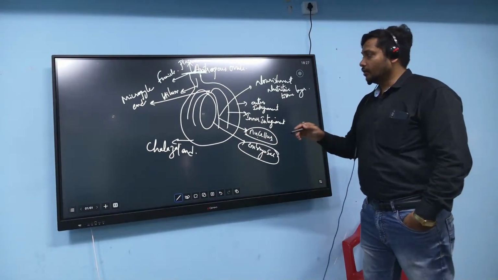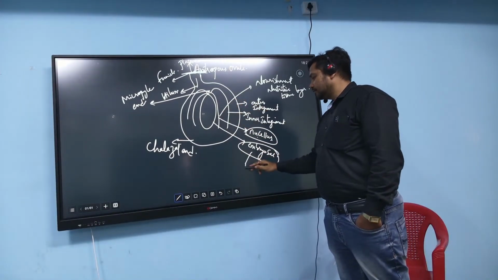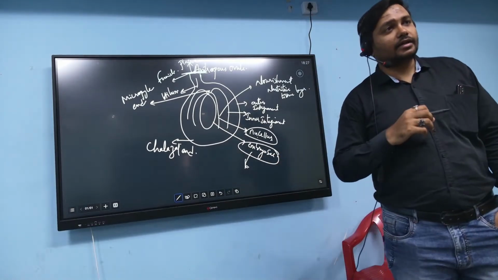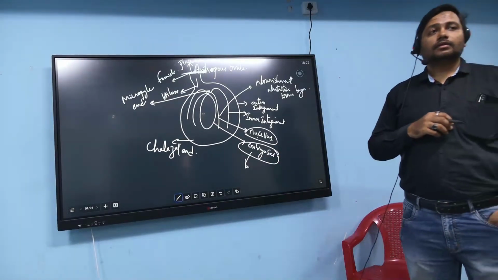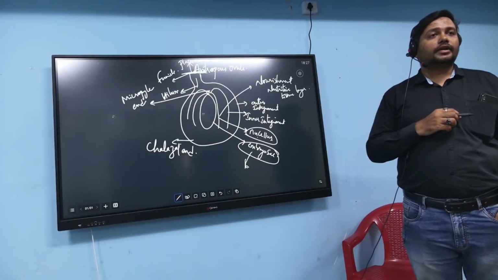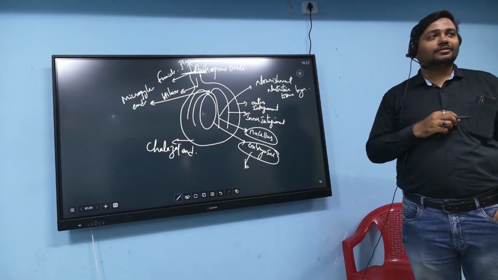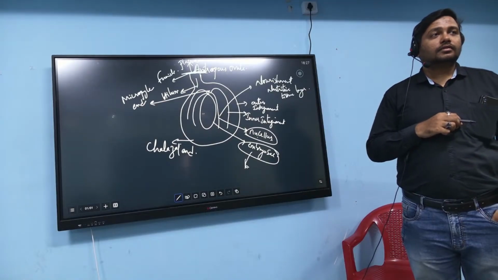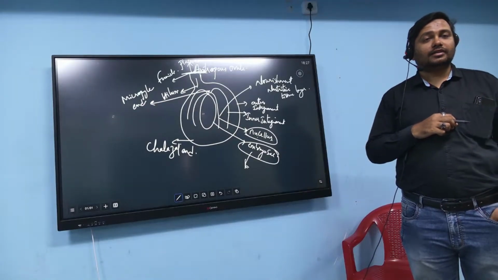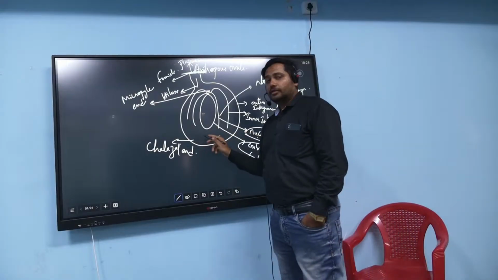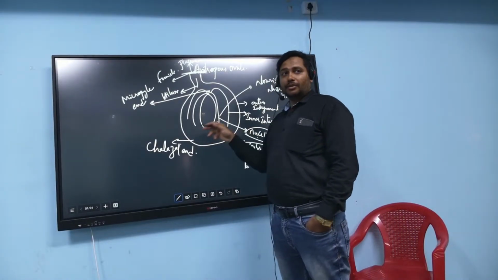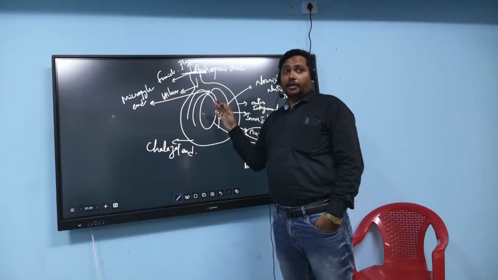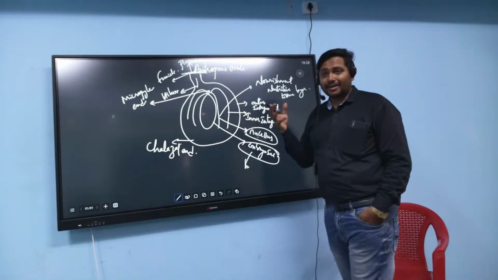Okay. Now coming to the innermost part, that is the embryo sac. What exactly is this embryo sac? The base is the chalazal end. This basal part we call the chalaza. Okay, chalaza, chalazal end. Inside, the innermost part is your embryo sac. What exactly is the embryo sac?